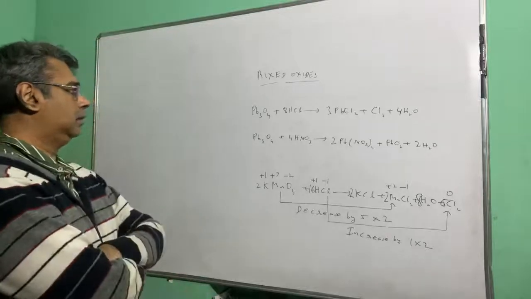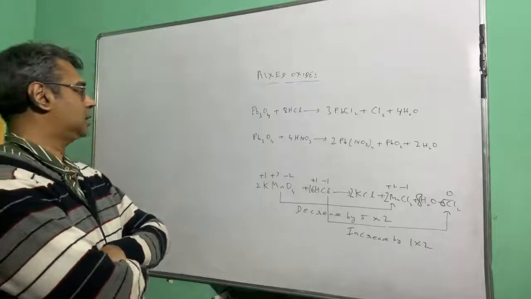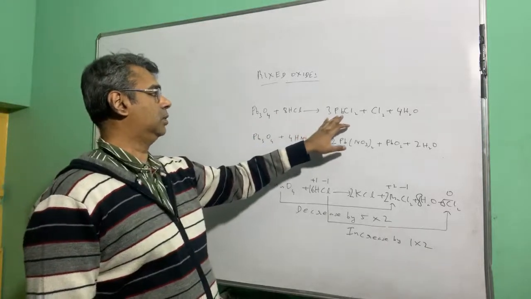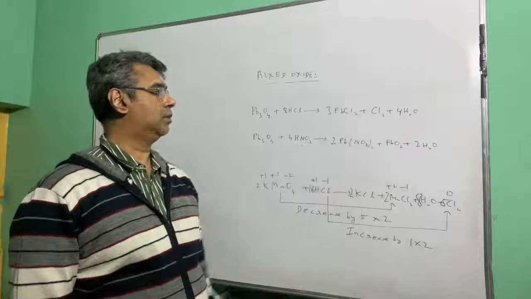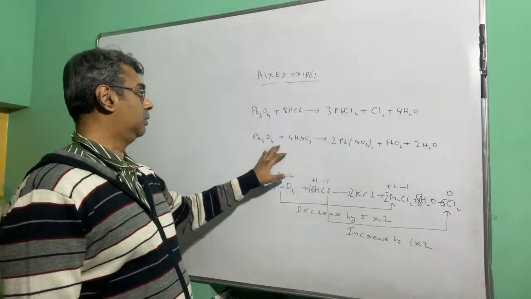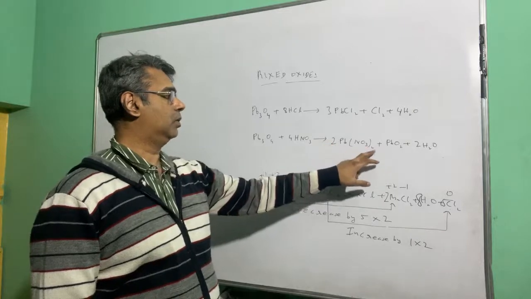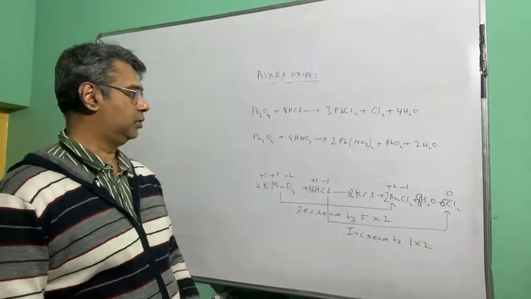Okay, let's have a look at two reactions. Pb3O4 plus 8HCl is equal to 3 PbCl2 plus Cl2 plus 4H2O. Pb3O4 plus 4HNO3 is 2Pb(NO3)2 plus PbO2 plus 2H2O.